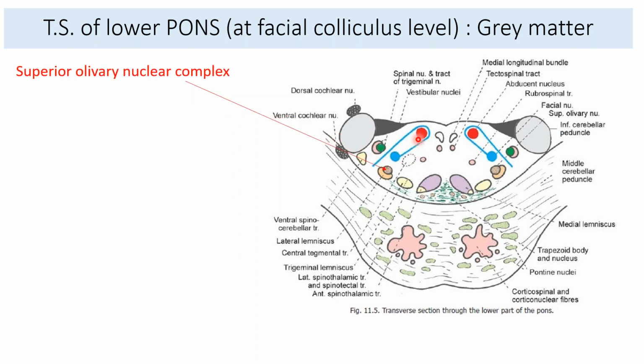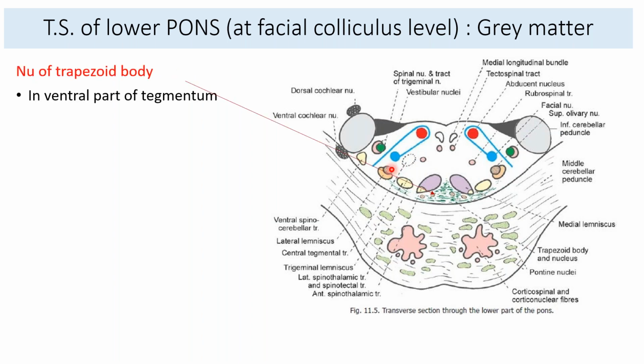This is the superior olivary nucleus that I had shown. Now, nucleus of trapezoid body. This is the nucleus of trapezoid body, which is present in the anterior portion of the tegmentum area. In the anterior most part of the tegmentum area, you have the nucleus of trapezoid body, and then you have trapezoid body, which is a white fiber at this particular level. So its nuclear part is the gray matter part of the pons.